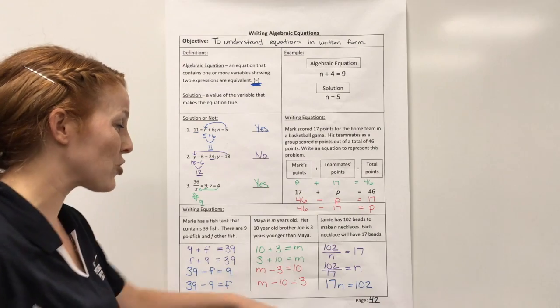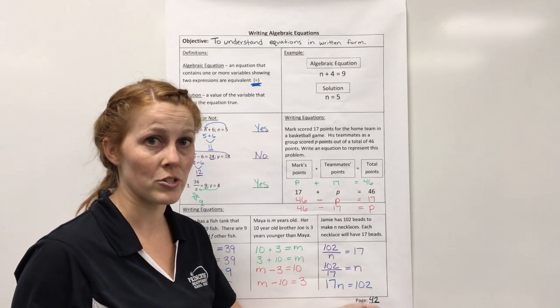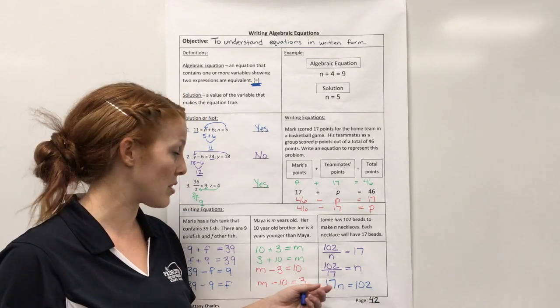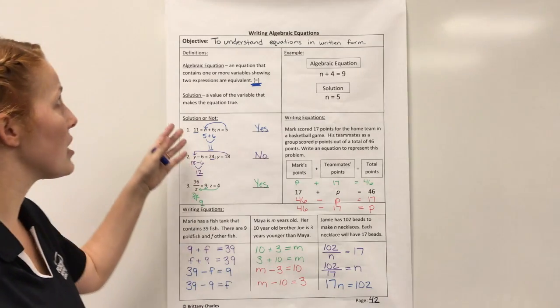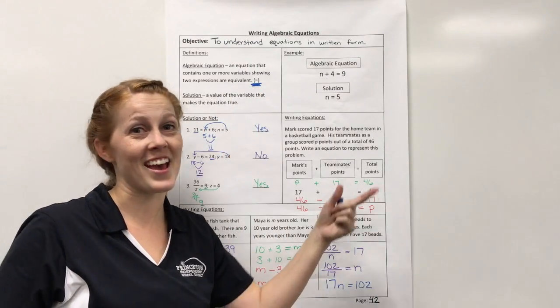All right, and then I actually am not going to write another one because technically I know I could do N times 17 and get 102, but in algebraic form, it's proper to put the number in front of the variable as the coefficient. So we're going to leave it like this. So there you go. Here is writing algebraic equations. Remember, equal sign, one solution, and keep practicing.